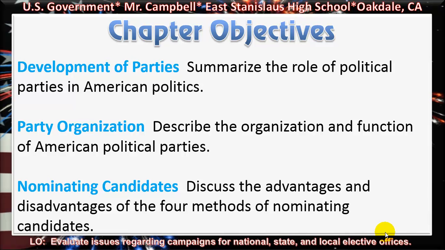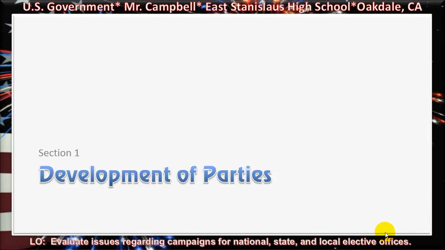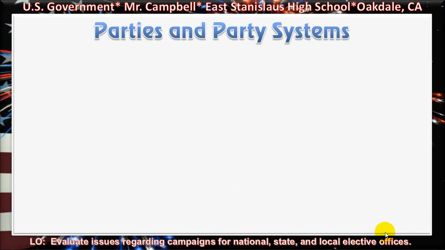And with regards to nominating candidates, in Section 3, we'll discuss the advantages and the disadvantages of the four methods of nominating candidates. Section 1, the development of parties. Parties and party systems.